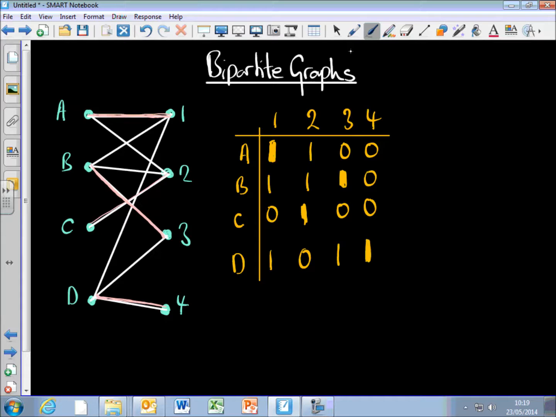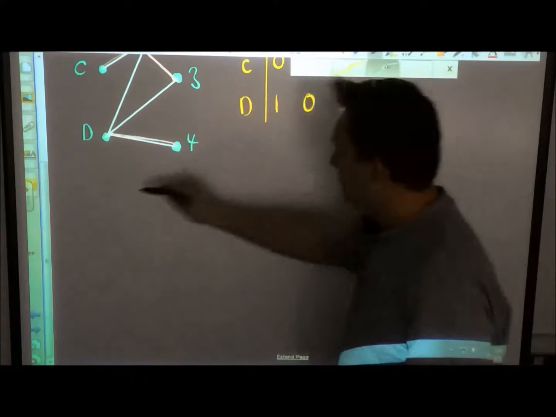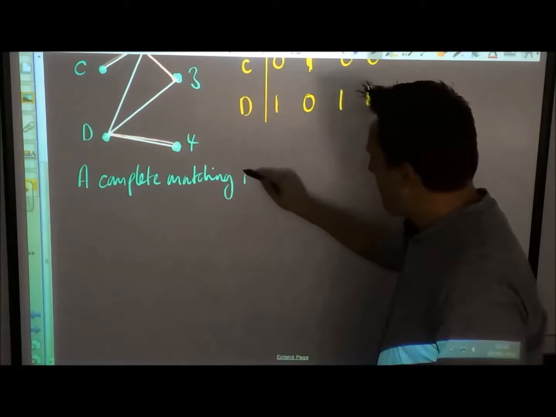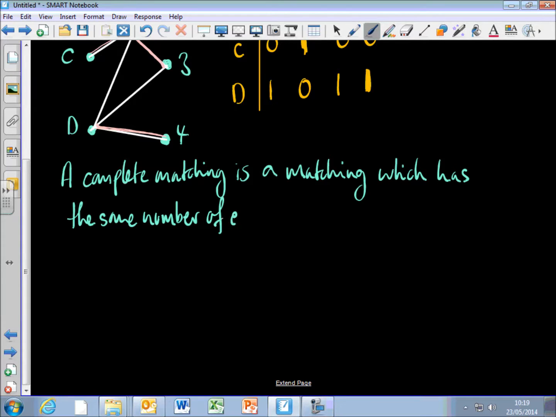Now, the way the things on the left have been matched to things on the right, in this case, is called a complete matching, because we've managed to connect everything on the left with everything on the right. Okay? Everything on the left is connected to something on the right, and that's a complete matching. So I'm going to put that down as a definition. A complete matching is a matching which has the same number of edges as nodes down one side. In this case, there was 4 nodes down the left-hand side, and we managed to get 4 edges, so everything on the left-hand side is connected.